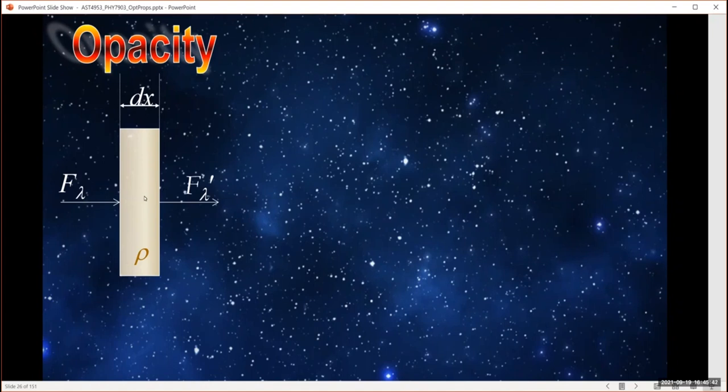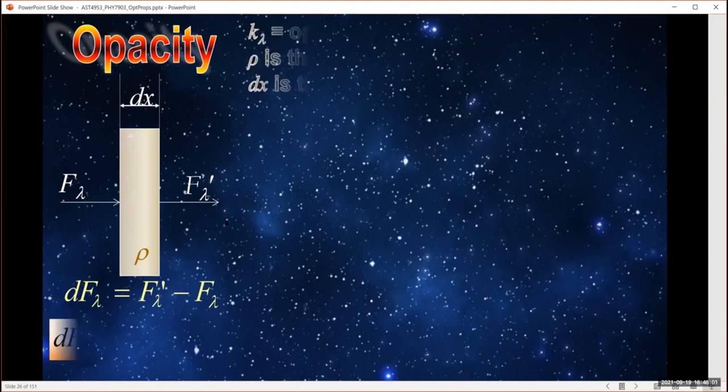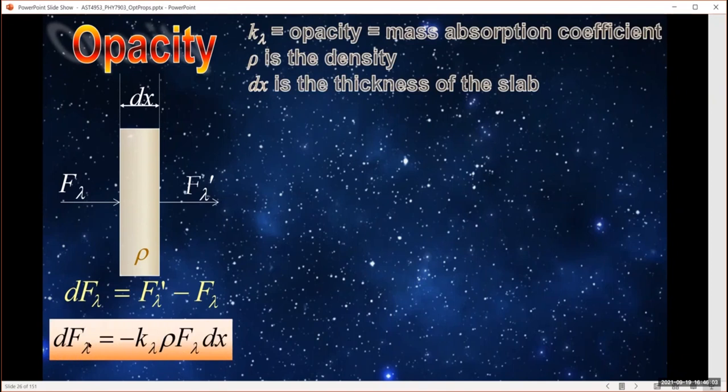So the light has passed through, and something has happened to the light along the way. It has propagated through. It may have been absorbed. It may have been scattered. And now we see light that's come through the other side. And what we can say is there is a change in the light that is simply the difference between what we started with and what we ended with. But that difference in light depends on the opacity or mass absorption coefficient. That's this k sub lambda.